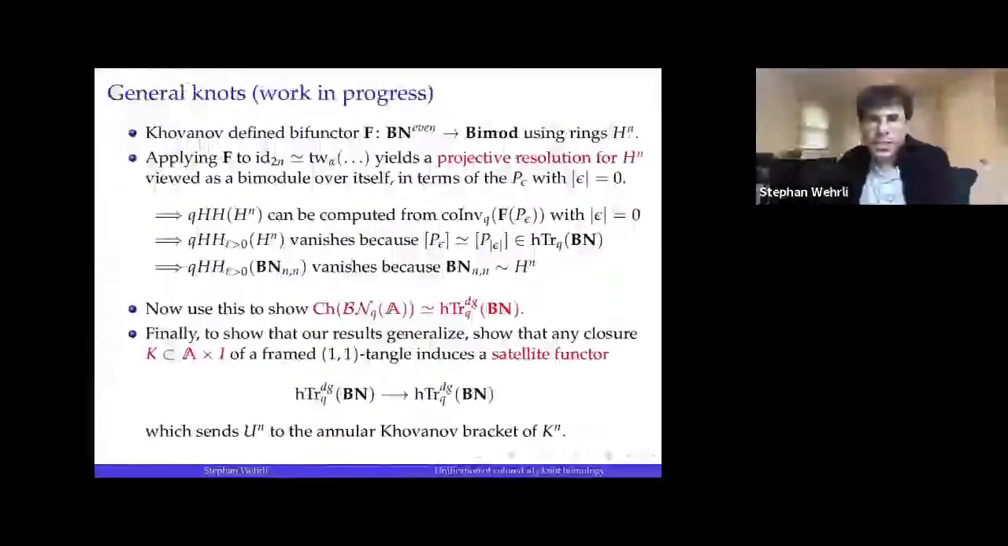But now, how can we deal with general knots in the analysis? And this is now work in progress. So I don't know how many details I want to give, but the idea is that Khovanov had in this paper about the functor value of tangle, he basically defined a bifunctor from part of the Bar-Natan category to the bicategory of bimodules. This functor is defined in terms of certain arc rings H^m.